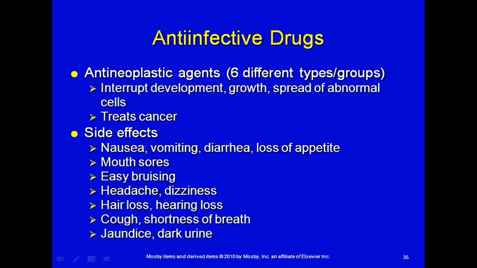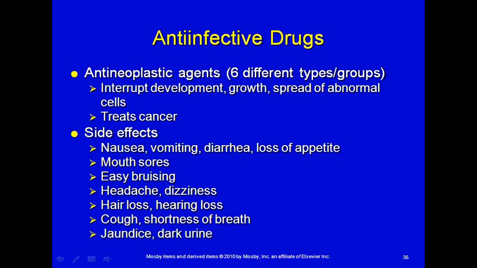Anti-neoplastic agents. There are 6 different types or groups of anti-neoplastics, and there are quite a few in each group. So the list of these cancer medications is extremely long. They interrupt the development, growth, and spread of abnormal cancer cells, and we'll use an oncologist to prescribe those particular medications.